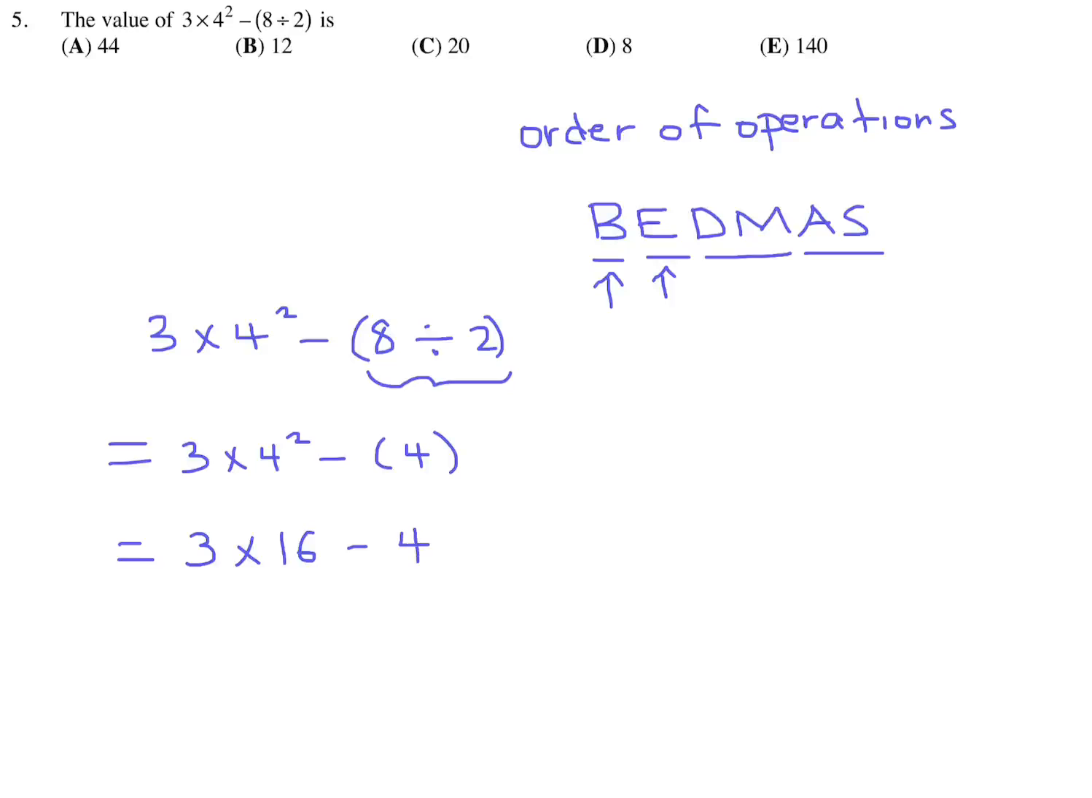There you go. Next one is division or multiplication. In our question, we have a multiplication, which is 3 times 16 right there. So that becomes 48. And finally is addition, subtraction, and we have a subtraction. So 48 minus 4 is 44. So the answer to this question, number 5, is A. This is a great question that explains BEDMAS, which is the order of operations in such a question.